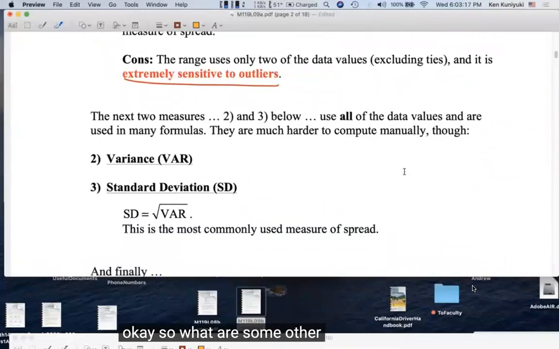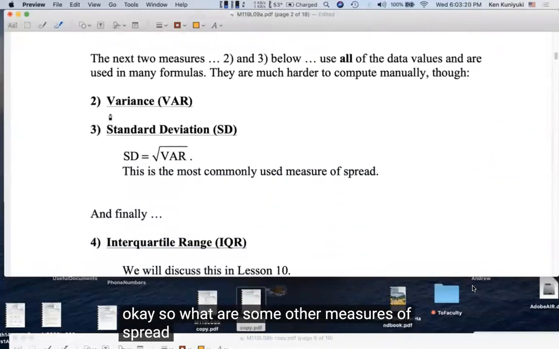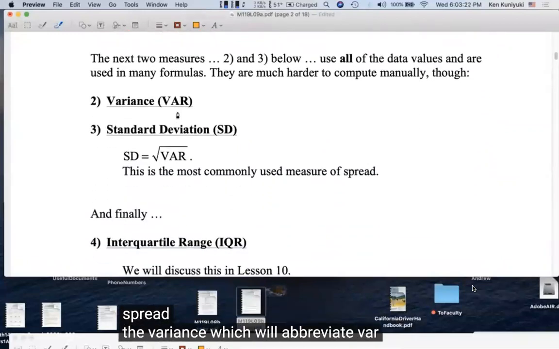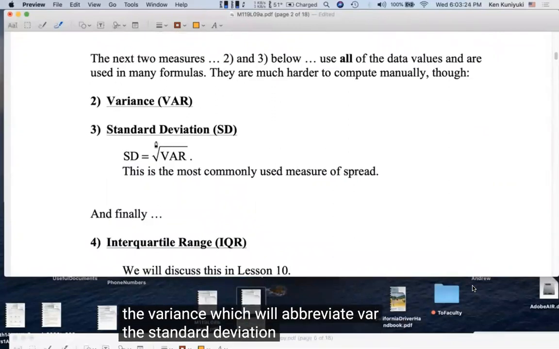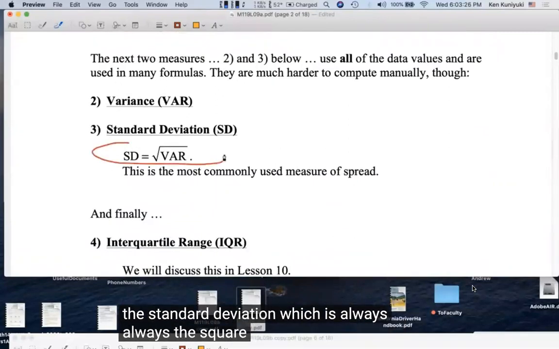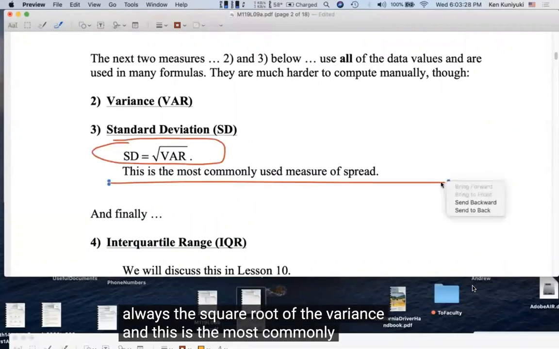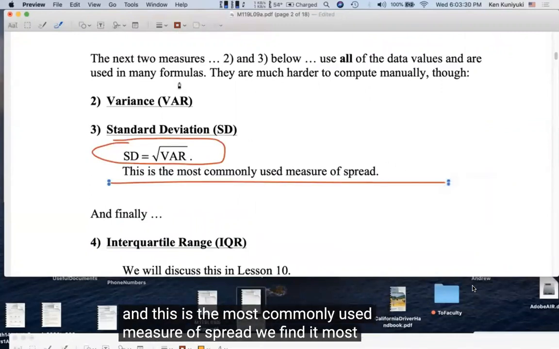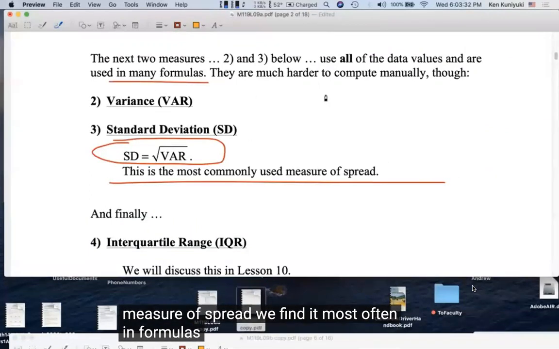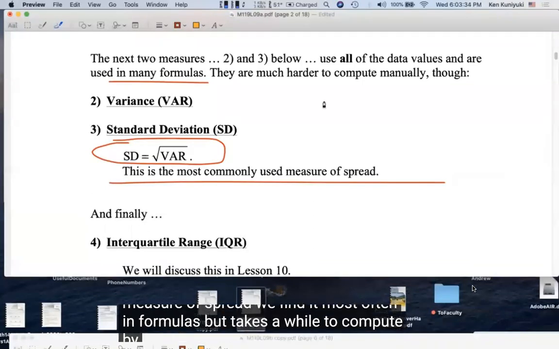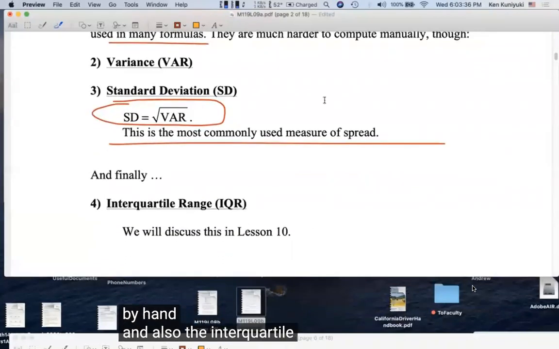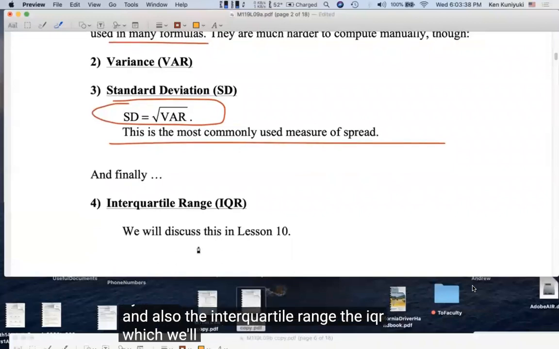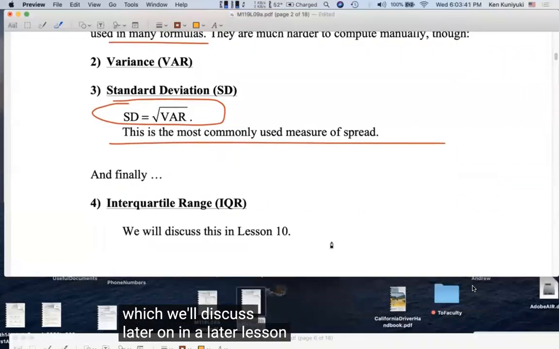Okay, so what are some other measures of spread? The variance, which we'll abbreviate VAR. The standard deviation, which is always the square root of the variance. And this is the most commonly used measure of spread. We find it most often in formulas. But it takes a while to compute by hand. And also the interquartile range, the IQR, which we'll discuss in a later lesson.